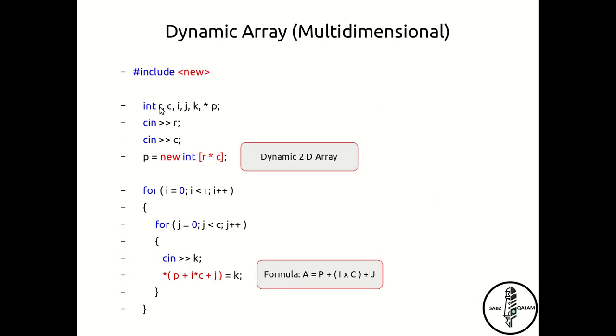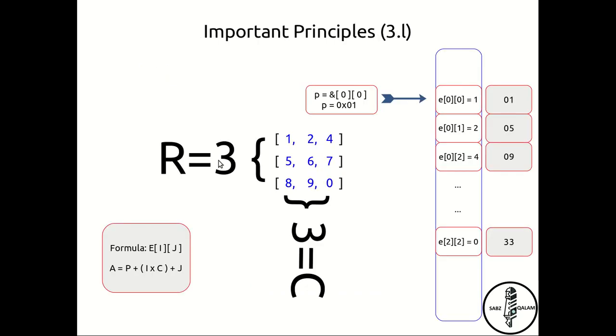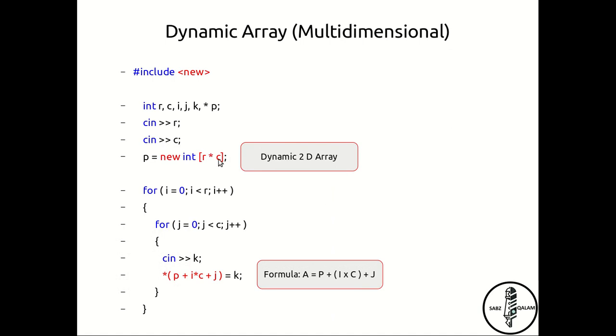You have two variables. R represents number of rows, C number of columns. So you take in the number of rows needed by the user and the number of columns, and lo and behold, you just write new integer R times C, right? Because for 3 rows and 3 columns, you have 9 memory locations that you need, and so it's just R times C. And then you can access individual locations by using the formula, right? P plus I times C plus J, that's the formula we actually came up with. And the contents of this particular address are updated to K, right?